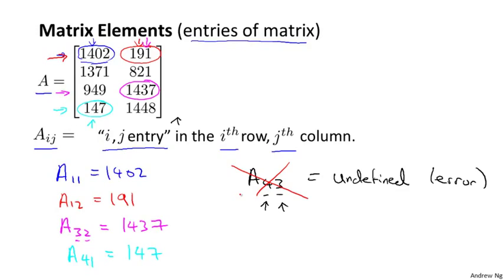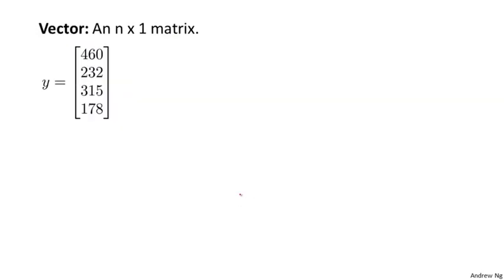Next, let's talk about what a vector is. A vector turns out to be a special case of a matrix. A vector is a matrix that has only one column. So if you have an n by 1 matrix, remember, n is the number of rows, and 1 here is the number of columns. So a matrix with just one column is what we call a vector. Here's an example of a vector, with n equals 4 elements. Another term for this is a 4-dimensional vector. It just means that this is a vector with 4 elements, with 4 numbers in it.